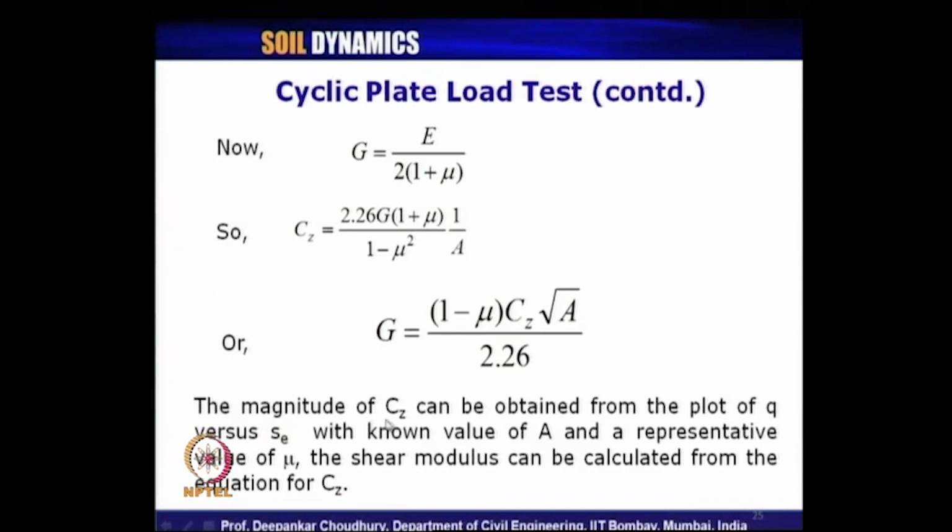So, the magnitude of the dynamic subgrade modulus Cz can be obtained from the plot of Q versus elastic settlement, with a known value of area and a representative value of mu for the soil. The shear modulus can be calculated from this equation. Okay, so this is another way to calculate the dynamic shear modulus.